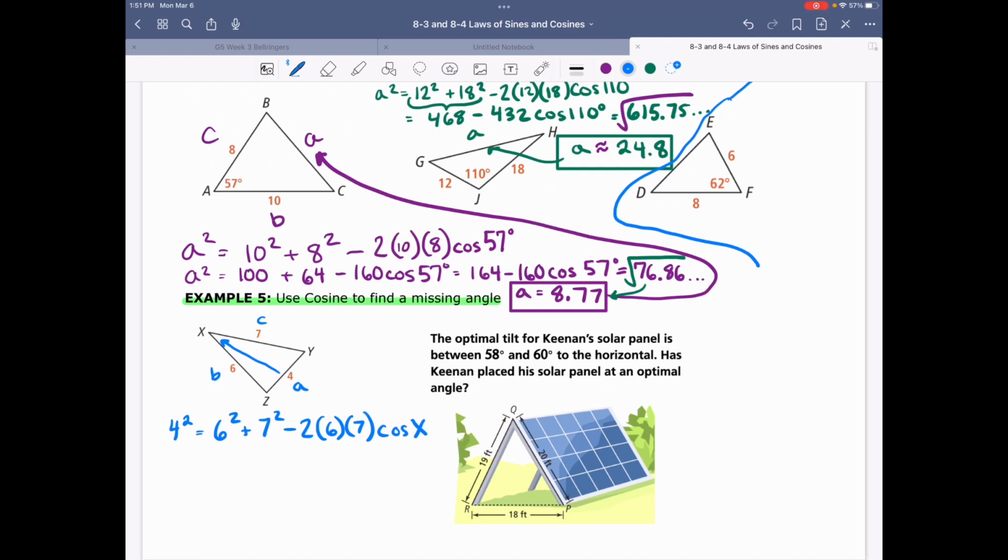We got to simplify this and solve it for x. So this is 16. 6 squared is 36. 7 squared is 49. If we add 36 and 49, we get 85. 2 times 6 is 12. 12 times 7 is 84. So minus 84 cosine x. Now we have to solve for x. And it's a two-step equation. And then we'll have to take the inverse. So we're going to subtract 85.